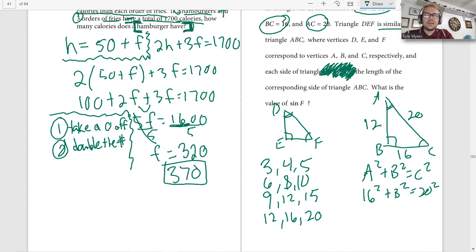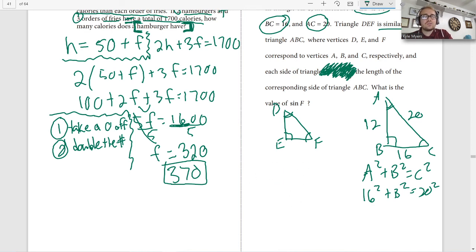Okay? So a little bit tricky, but if you recognize 3, 4, 5, 6, 8, 10, 9, 12, 15, 12, 16, 20, if you start getting familiar with some Pythagorean triples, you can save yourself a ton of time in computing the missing side. Okay? So we know the missing side now is 12, and then if you use your knowledge of SOHCAHTOA, some old horse caught another horse taking oats away, then the sine of c is opposite over hypotenuse, which is the same as the sine of f.